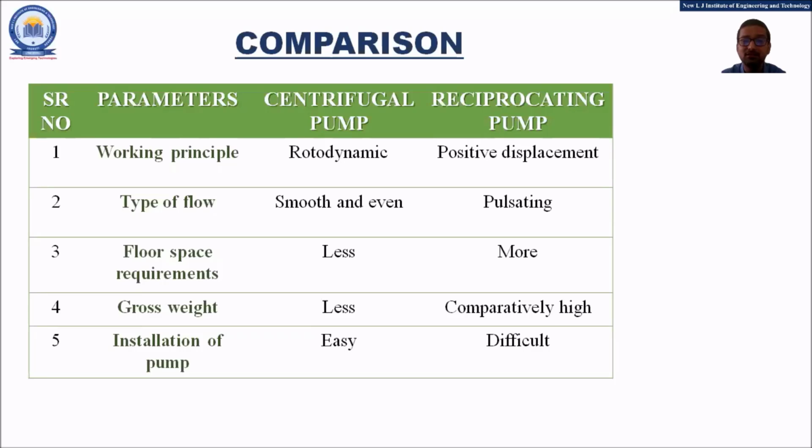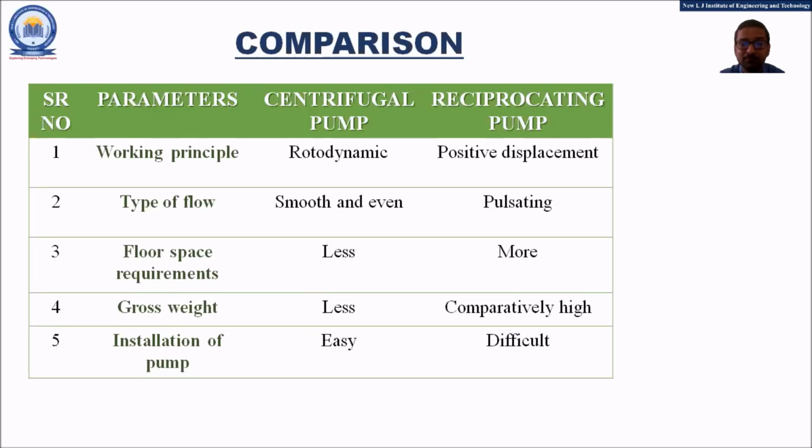So when we consider the centrifugal pump, the type of the flow is smooth and even. But in the reciprocating pump, by the reciprocating motion of the mechanical element, we are getting the pulsating flow, that is the intermittent flow. Floor space requirements: the centrifugal pump requires the lesser area, and the reciprocating pump generally requires more space for the installation.